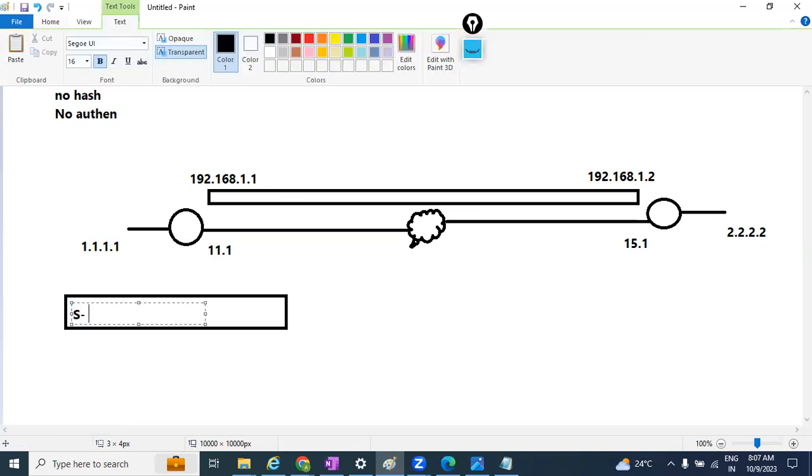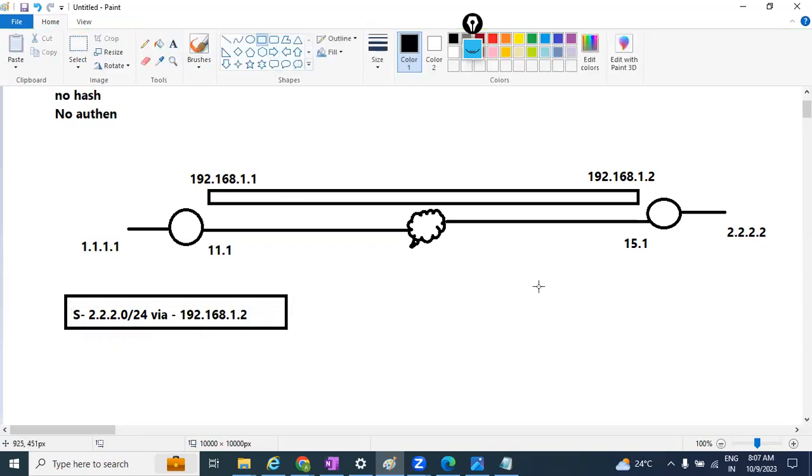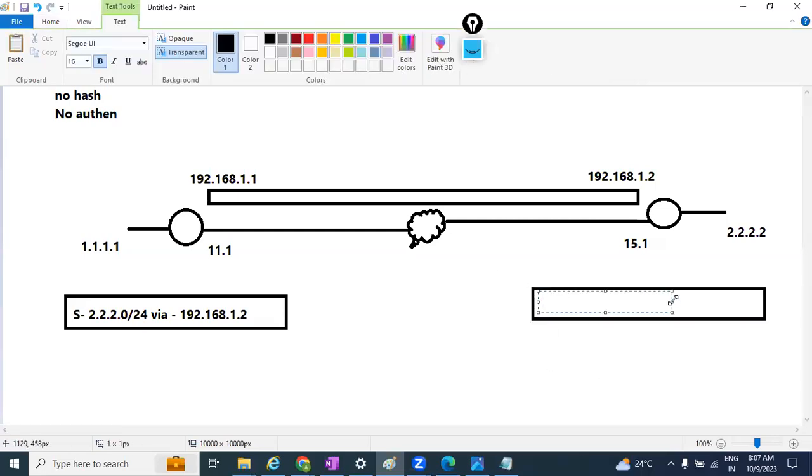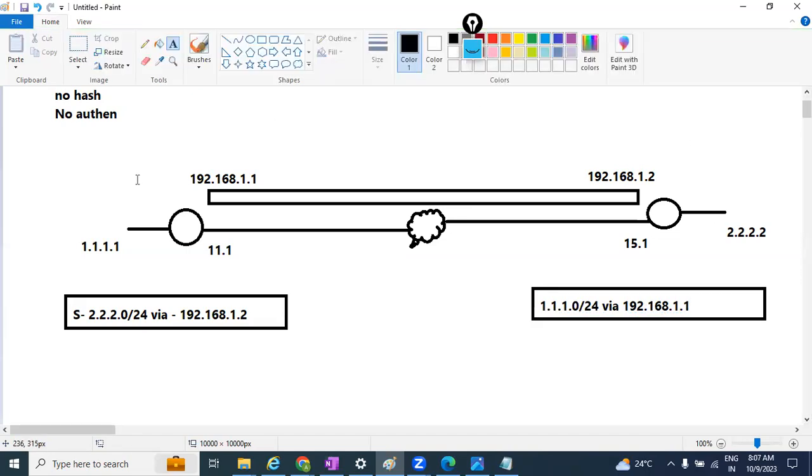In the routing table, we have to define a static route. In the static route, we define how to reach the 2.2.2.0/24 network via 192.160.1.2, right? And on the other side, we have to define a route in the routing table to reach the 1.1.1.0/24 network via 192.160.1.1. Clear?